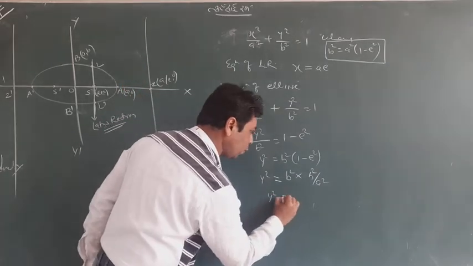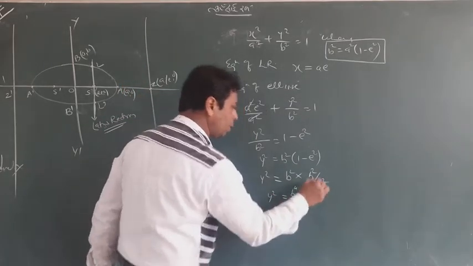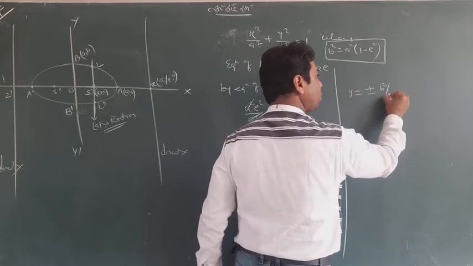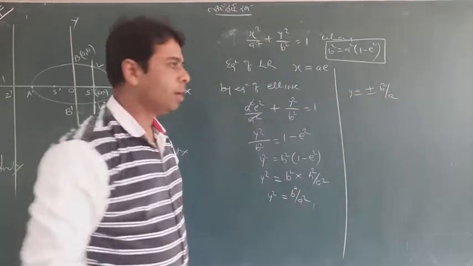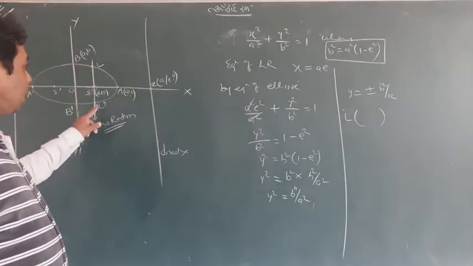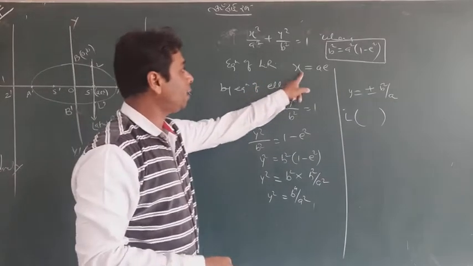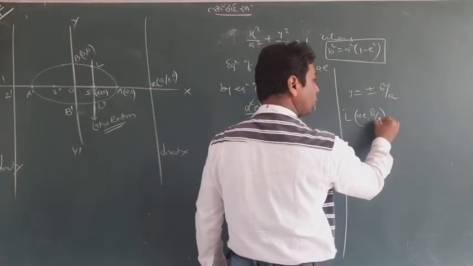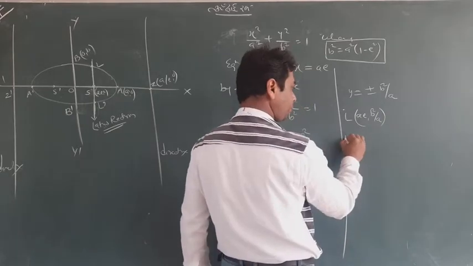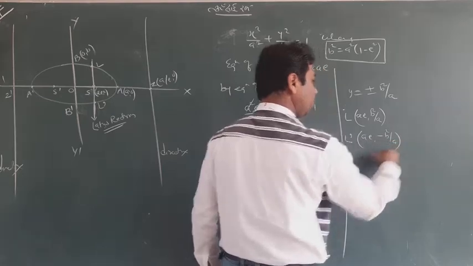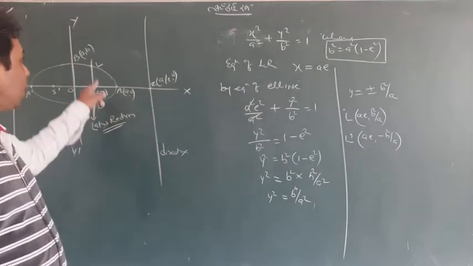So y square equals b to the power 4 upon a square, and y equals plus minus b square upon a. I have taken the square root. So plus minus: say L is positive, L is upside, L dash is downside. So for L, x is equal to AE and y equals plus b square upon A, and for L dash, AE and minus b square upon A. That's it.